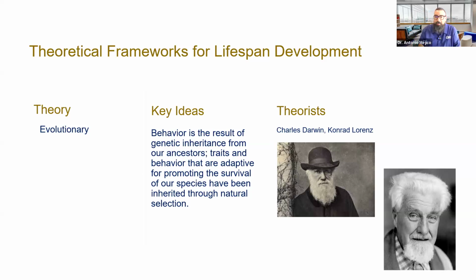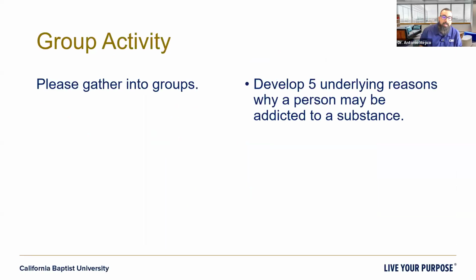Now, some of you may be saying, okay, that's great. I have some background on the categories of our theoretical orientations, but I still don't understand their application to your everyday life. That's completely fair. We're going to go into that in a second here, okay? Here's what I'd like to do. Obviously, you're not gathering in groups. You're with me online. So I'd like you to jot down really quickly on a piece of paper. You can pause after I ask this question. I'd like you to write on a piece of paper 5 underlying reasons why you think a person may be addicted to substances. Write those down and then come back to this recording.